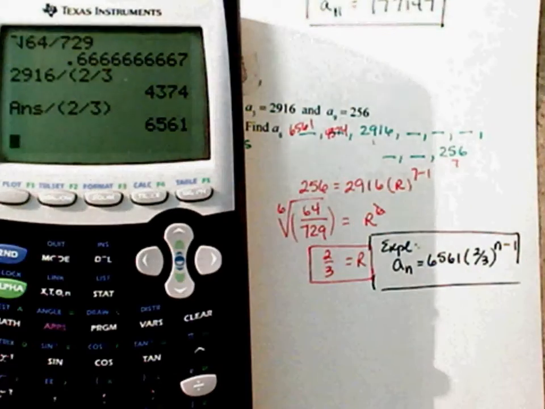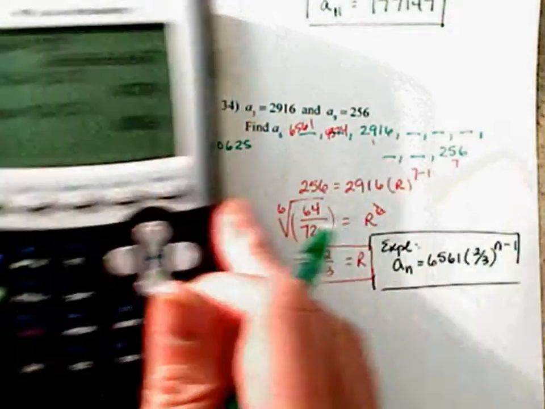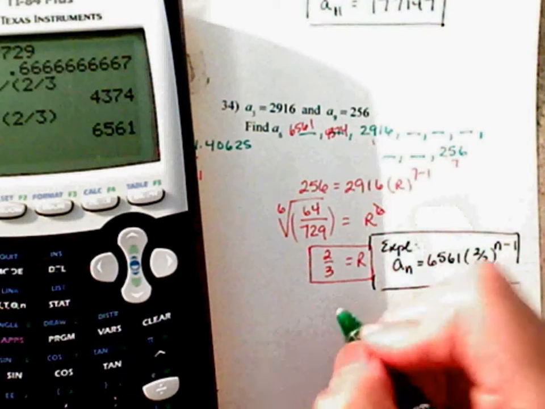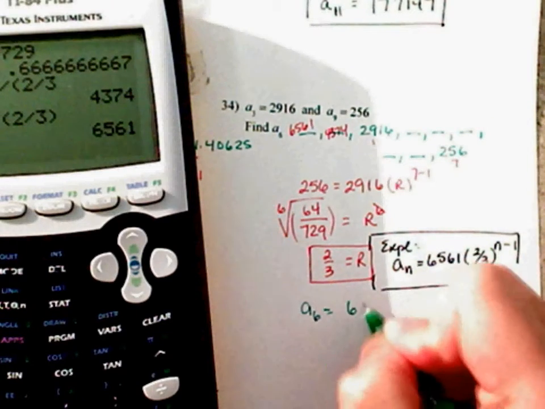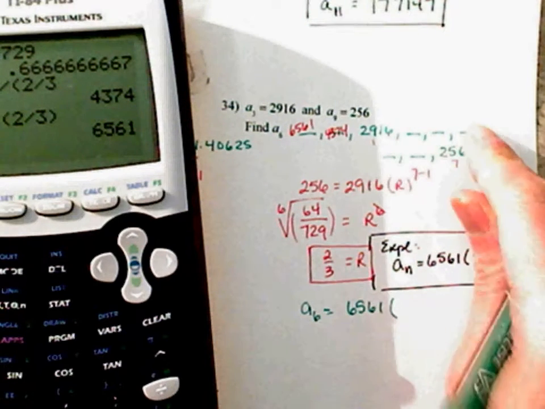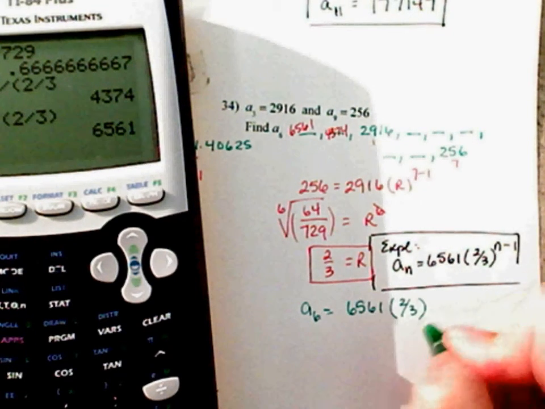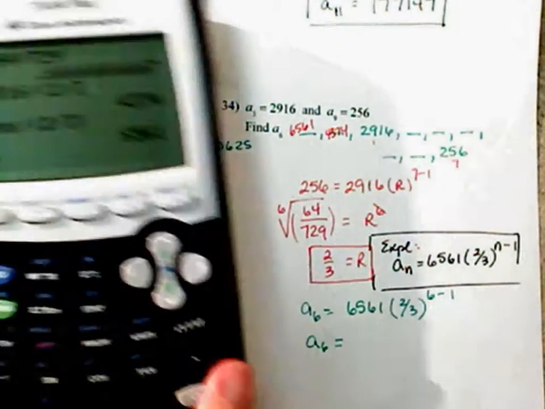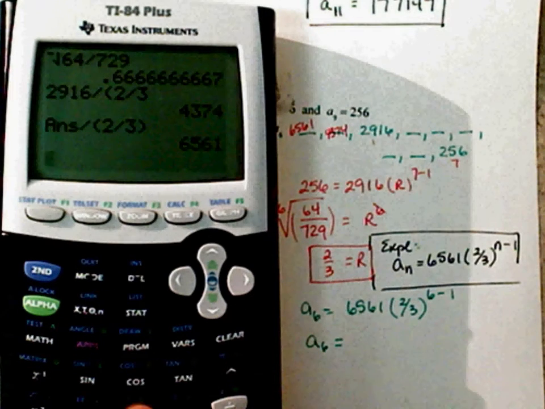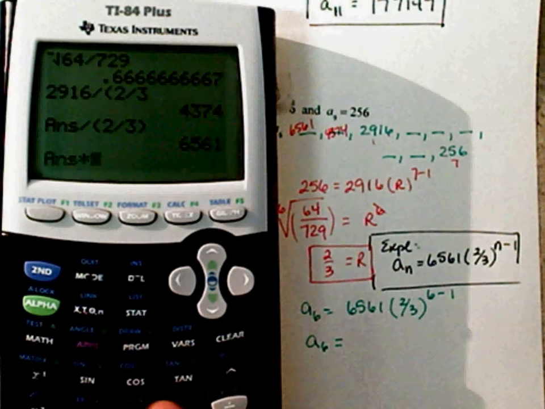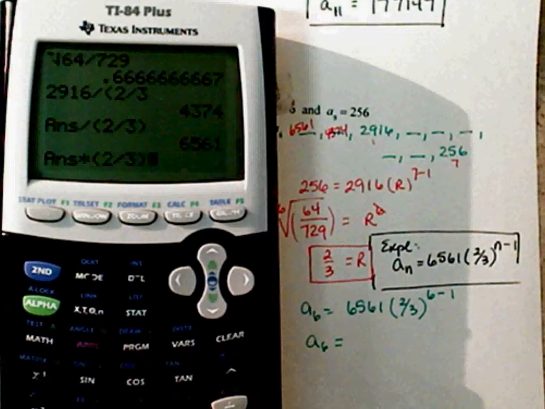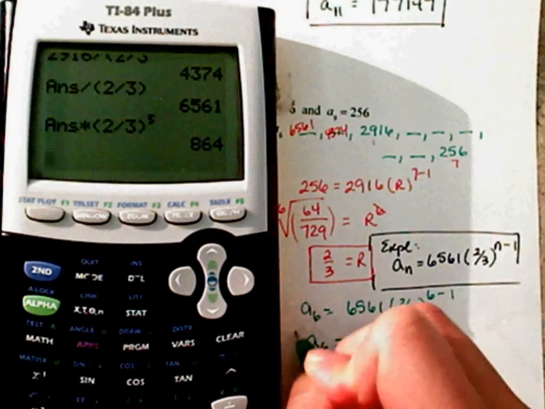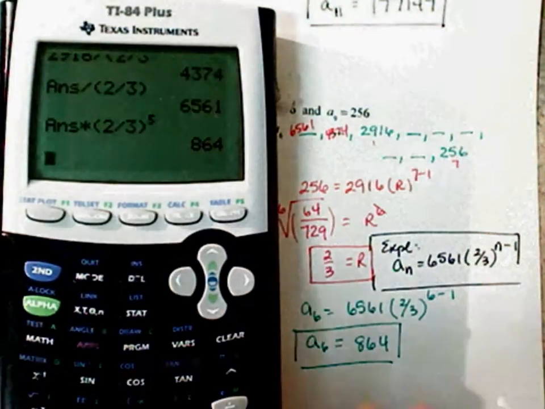Okay. Let's go ahead and find our 6th term. I don't want to multiply all the way to 6, so I'm just going to plug this one in. A sub 6 is 6561. Your number should be heading lower. Keep that in mind. 6 minus 1. Okay, so what is our 6th term going to be? 6561 times, parentheses, 2 divided by 3, raised to the 5. And that number is 864. And so there's how you do number 1 to 34.